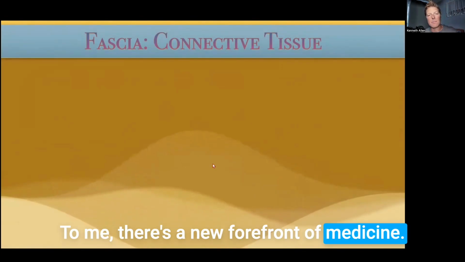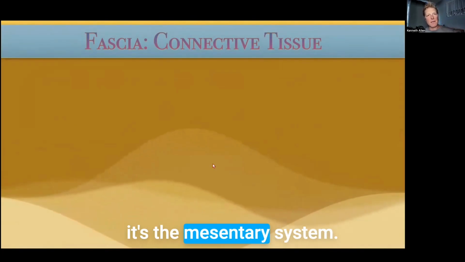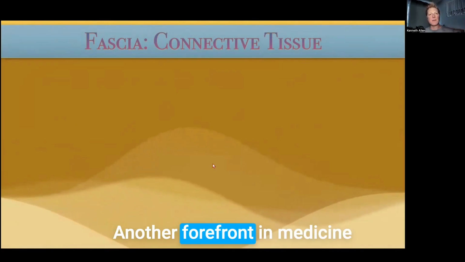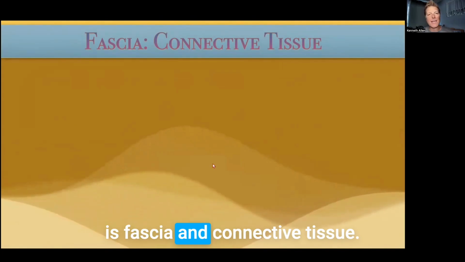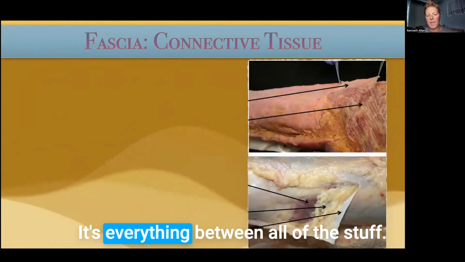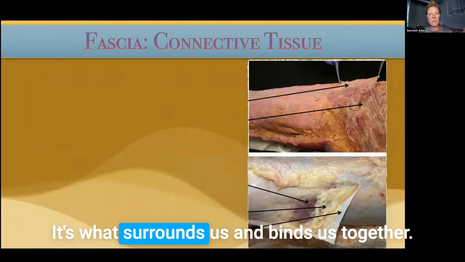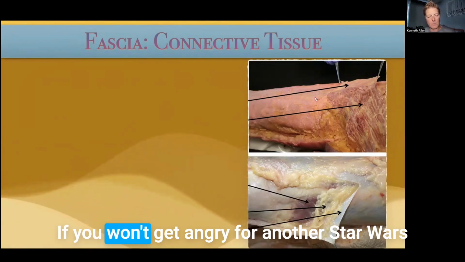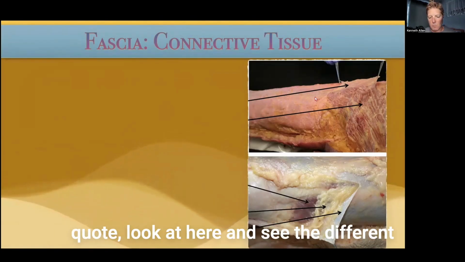To me, there's a new forefront of medicine. Some of them would say it's the mesentery system. Another forefront in medicine is fascia and connective tissue. It's everything between all of the stuff. It's what surrounds us and binds us together. If you won't get angry for another Star Wars quote.